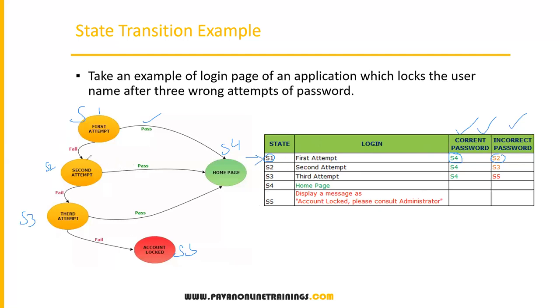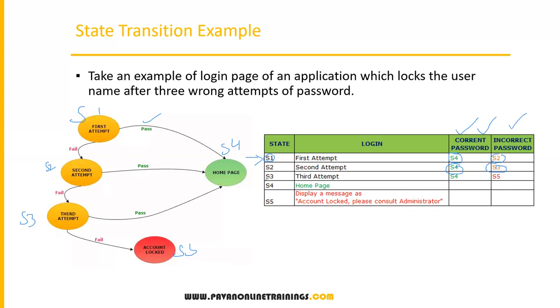Now the second test, second attempt. S2 representing the second attempt. In the second attempt, if I provide the correct password, it will go to S4. And in the second attempt, if I pass an invalid password, then it will go to S3. That is the third state. This is one test.